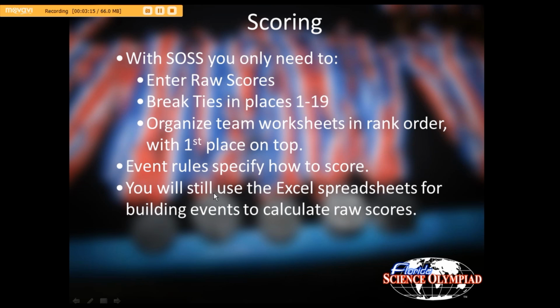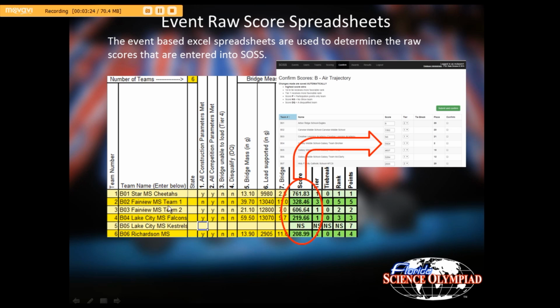And then if you're doing an engineering event, you're still going to use Excel spreadsheets to calculate raw scores. So this is similar to one that we've had in the past. So the Excel spreadsheet with the team names in, you'll answer the questions, enter in data, and it will generate a raw score. So out of Excel, you will copy, and you're going to do this one at a time. There's no way to upload this. You'll enter in these raw scores that come out of the Excel spreadsheet into the scoring system.